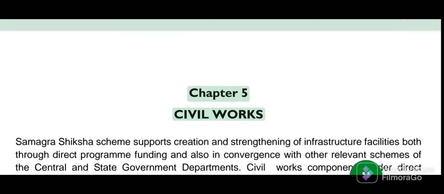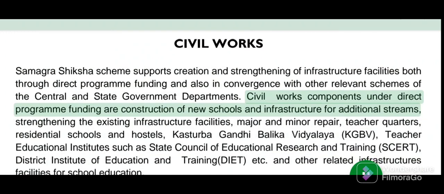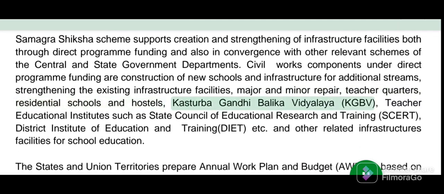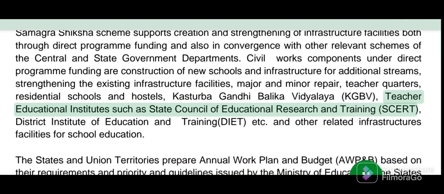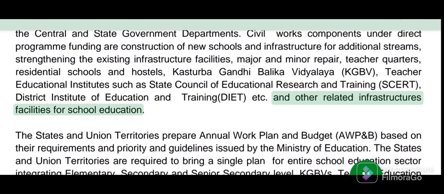Chapter 5: Civil Works. Samagra Shiksha scheme supports creation and strengthening of infrastructure facilities both through direct program funding and also in convergence with other relevant schemes of the central and state government departments. Civil works components under direct program funding are construction of new schools and infrastructure for additional streams, strengthening the existing infrastructure facilities, major and minor repair, teacher quarters, residential schools and hostels, Kasturba Gandhi Balika Vidyalaya (KGBV), teacher education institutes such as State Council of Educational Research and Training (SCERT), District Institute of Education and Training (DIET) etc. and other related infrastructure facilities for school education.